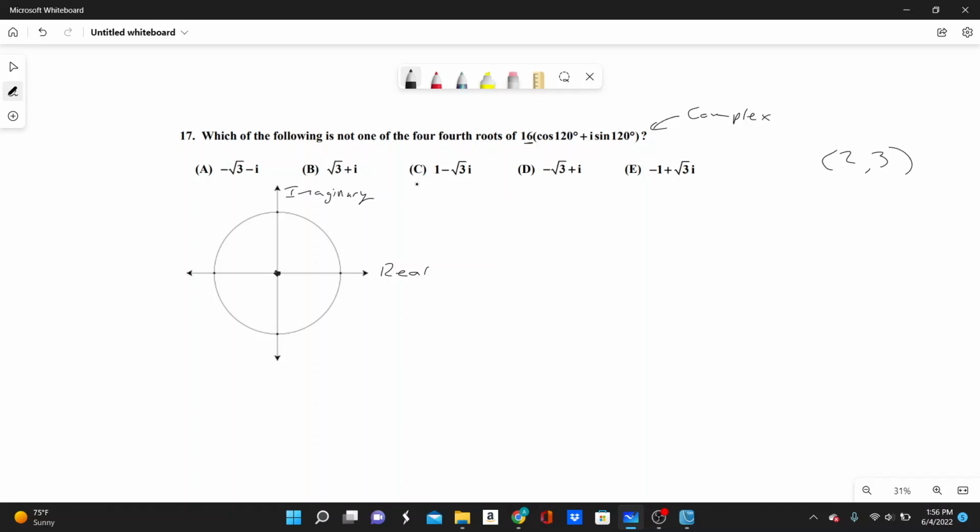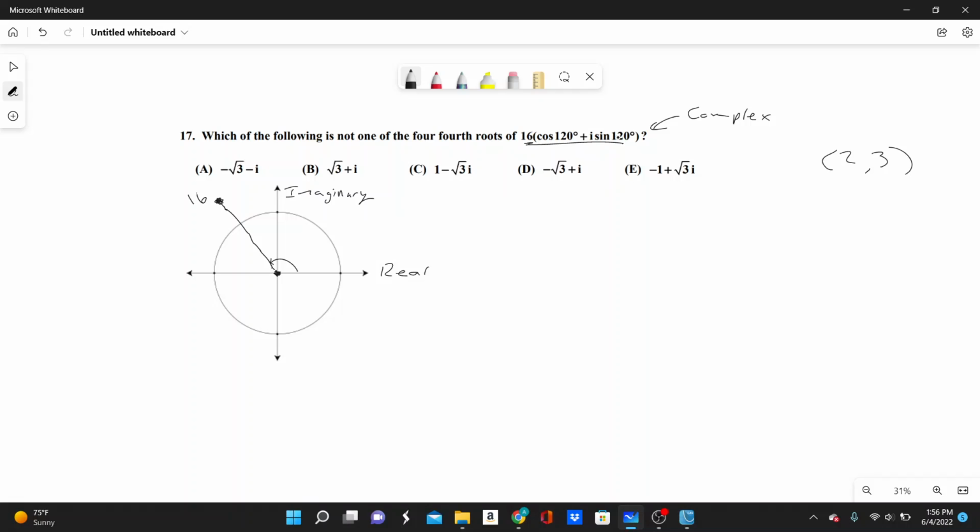So, the way to interpret this is our point will be exactly 16 units away from the origin, and it will be at an angle of 120 degrees from the positive x-axis. So, say this angle is roughly 120, and let's say this is about 16. And so this would be the point that corresponds to this equation.